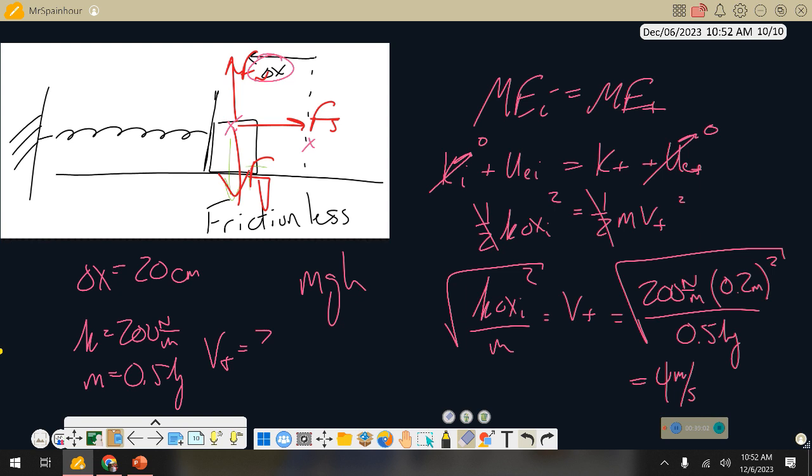.2 squared is 0.04. Multiply that across 20, you're going to get 2 times 4, that's going to be 8. Divided by 1/2 is going to be 16. Square root is going to get you 4 meters per second, if I'm not mistaken.